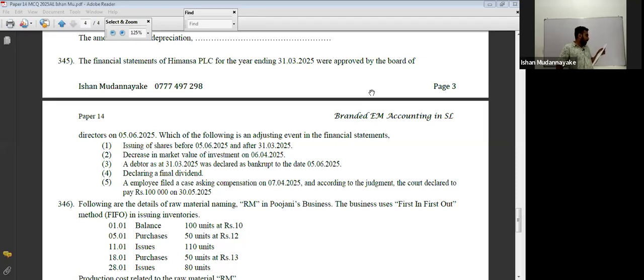Second one, decreasing market value of investment on 6th April 25. On that day, the market value of the investment decreased. C, a debtor as at 31st March 25 was declared bankrupt up to the date 5th June 2025. D, declaring final dividend. E, an employee filed a case asking compensation on 7th April 25, and according to the judgment, the court declared to pay 100,000 on 30th May 2025.